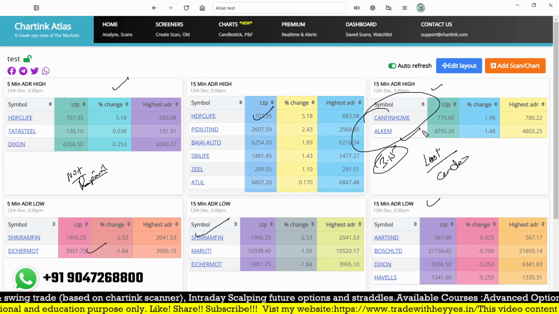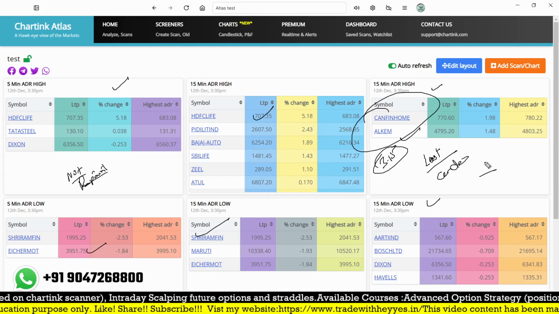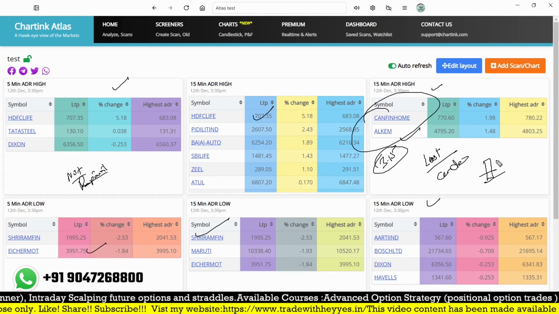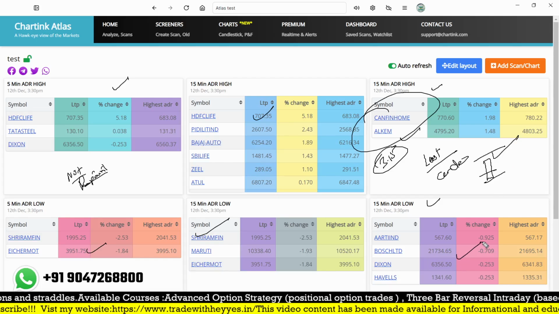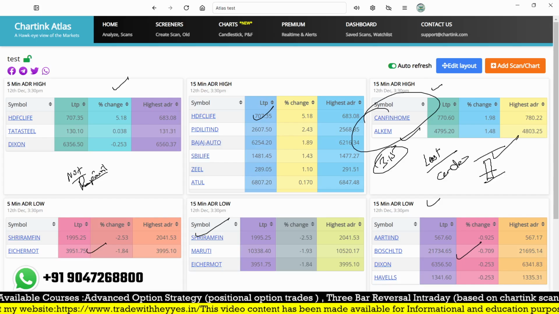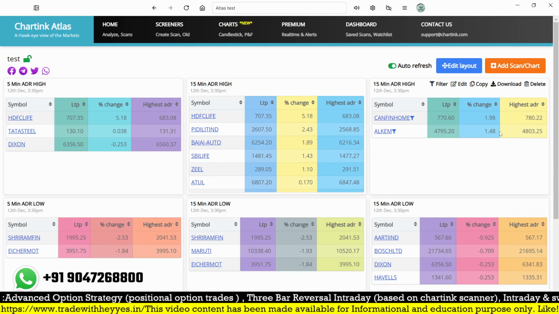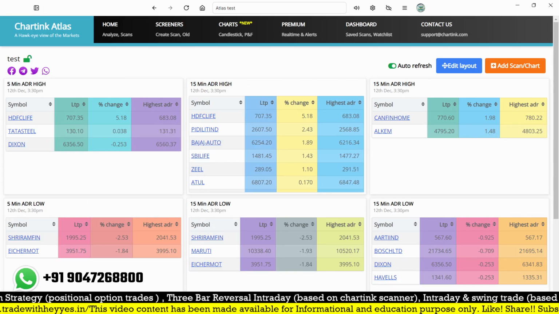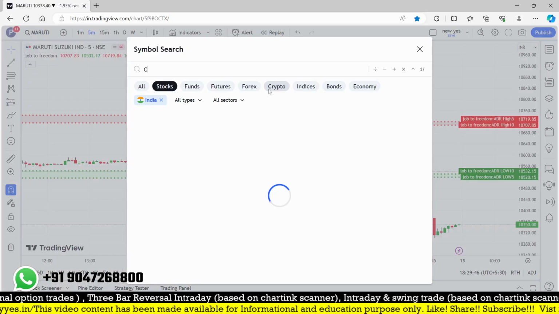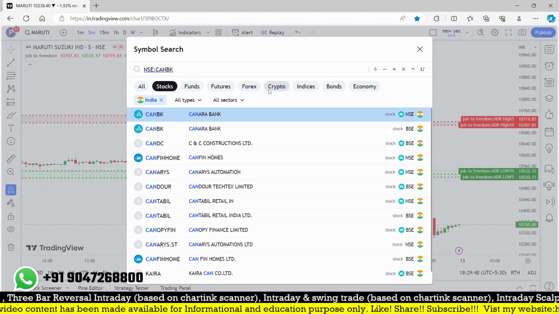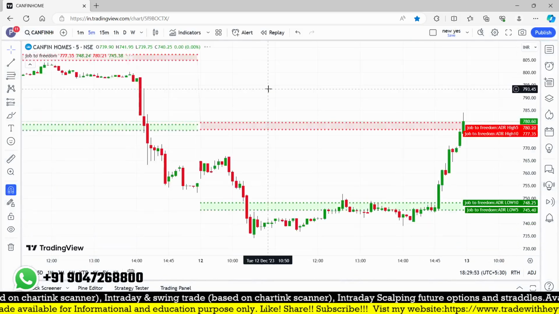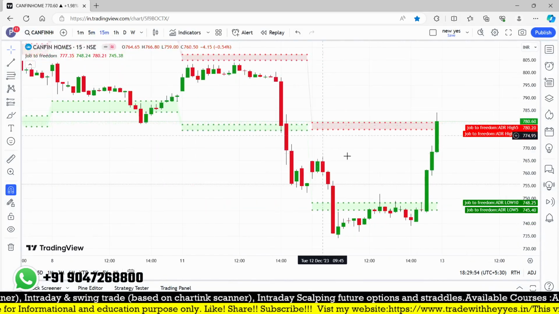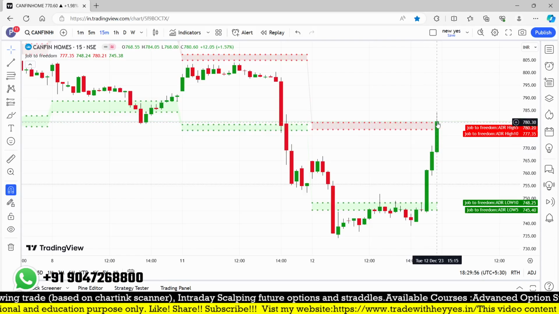Okay, so the pattern which I'm looking for is a close below the ADR lower level or higher level. This one is the higher level and this is the lower level. So let me check CanFin Home, which is showing that condition in the closing hours. I'll open CanFin Home on 15 minutes and try monthly. Yeah, you can see this is happening only in the last 15 minutes candle.